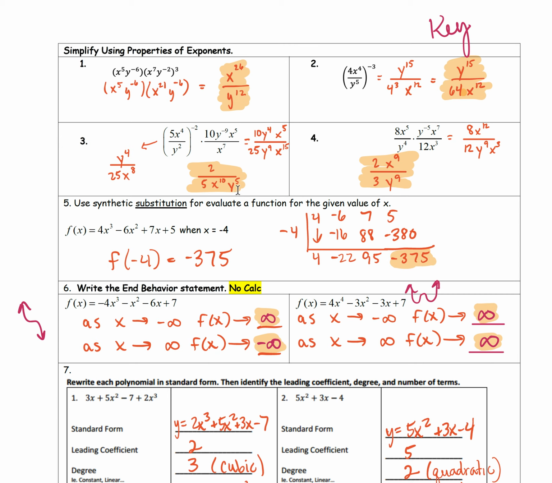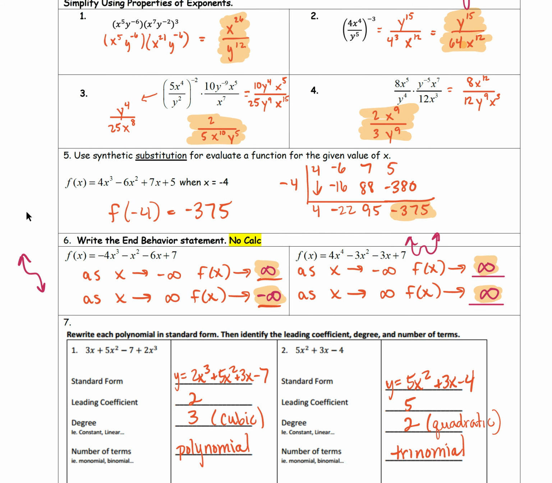8 over 12 is 2/3. That's x to the 5th, x to the 7th is 12 of them. 12 over 3 of them is just 9 of them. Move that y to the 5th to the denominator, and then you have 9 of them, and then you get the answer.